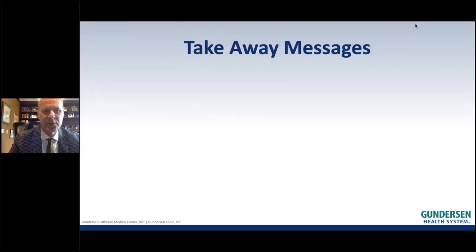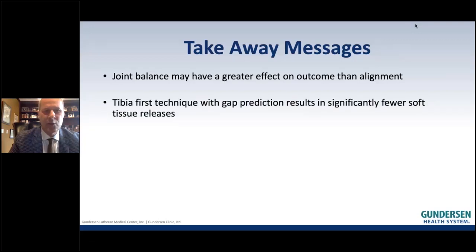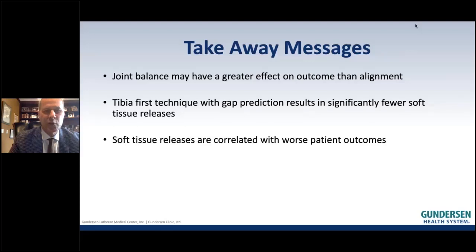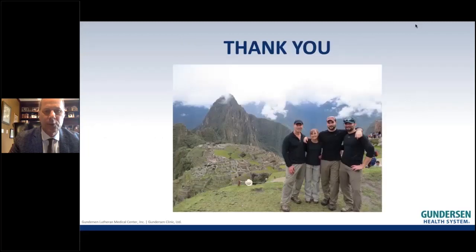So the takeaway message here is that joint balance may have greater effect on outcome than alignment. Tibia first technique with gap prediction results in significantly fewer soft tissue releases. Soft tissue releases are correlated with worse patient outcomes. And then I'm going to end with a question: can we use this data to investigate balancing trends across a larger population? So, thank you.